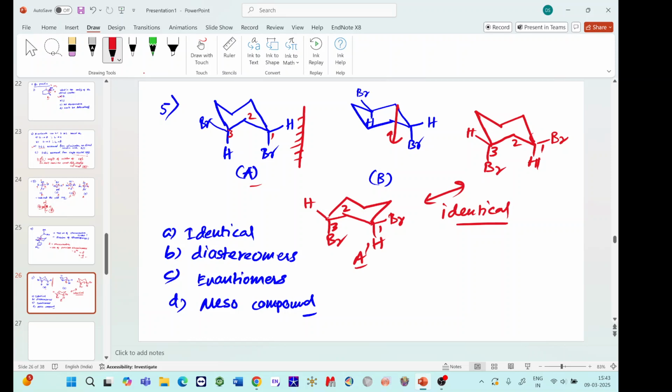So now you can see that B is the mirror image of A, and they are non-superimposable, so they are enantiomers.